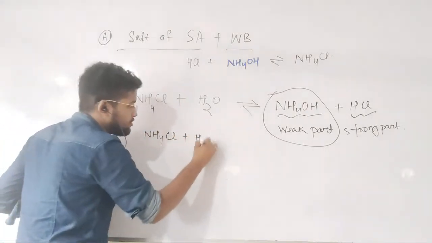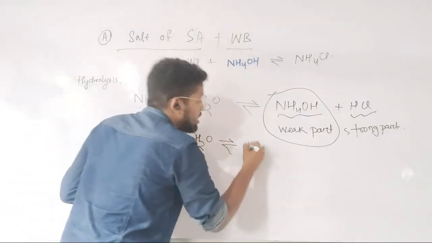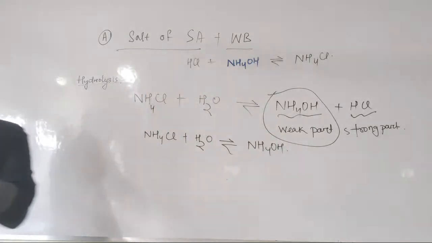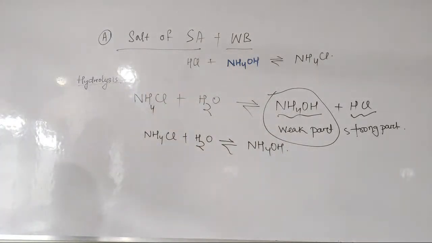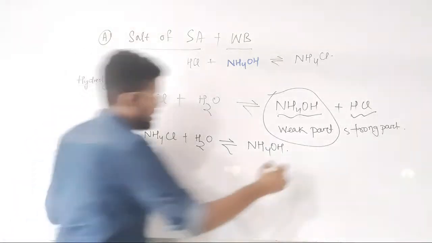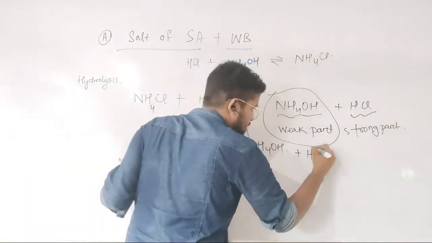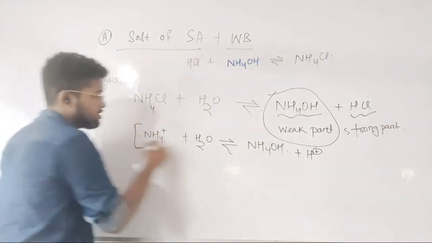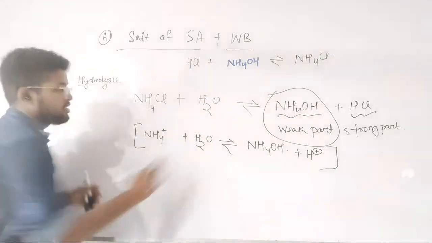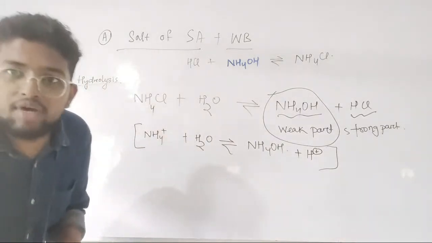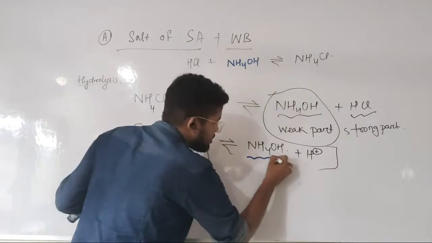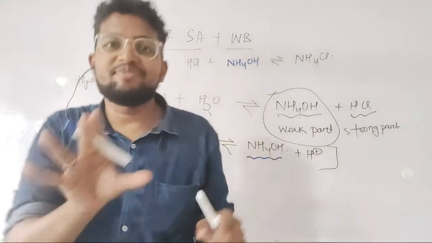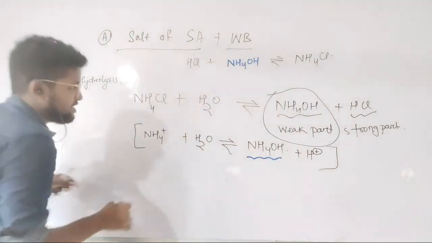NH4Cl is reacting with water to give us NH4OH plus a proton from water. So can I remove this Cl from this side? NH4 plus is reacting with water, or is hydrolyzed by water, to give us NH4OH, which is the weak part. We have to focus on the weak part. We'll know why we're focusing on the weak part after a short while, so please be patient.